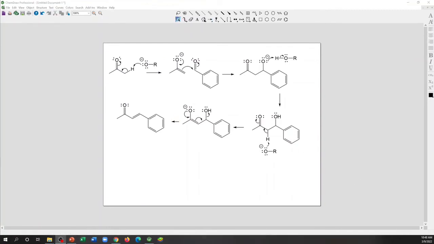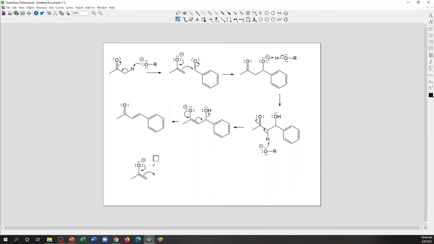Just another comment on this mechanism. Again, anytime you have a mixed aldol condensation reaction or mixed aldol addition reaction, you need to ask yourself, why did it only go this way? Why did I only make the enolate out of the acetone? And why didn't I make an enolate out of this aldehyde? And the answer to that is, well, this aldehyde didn't have any alpha hydrogens, so you couldn't make an enolate out of it.